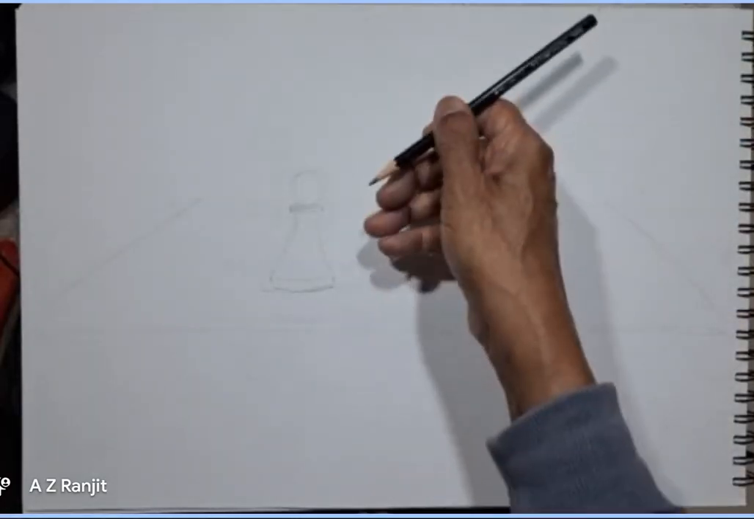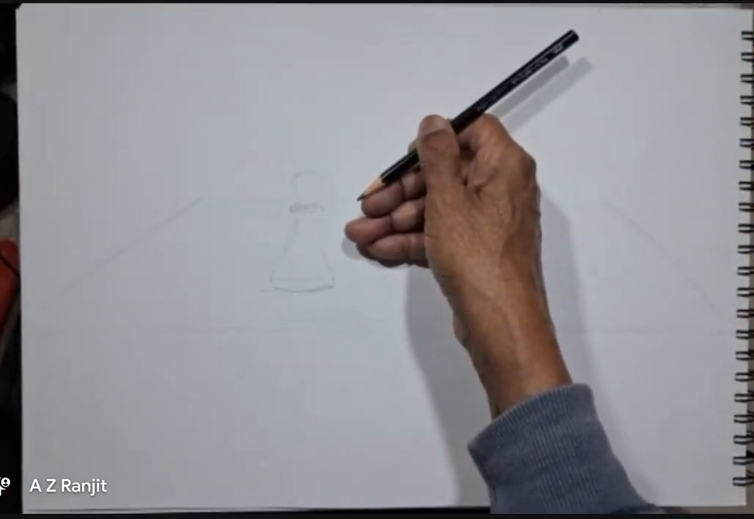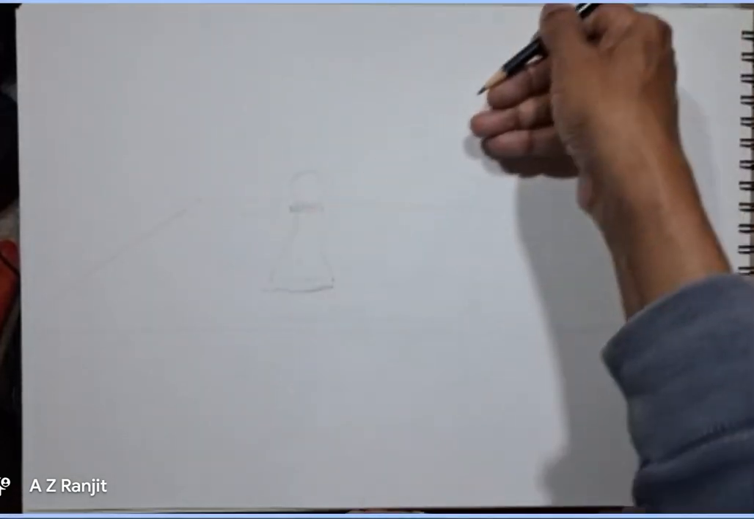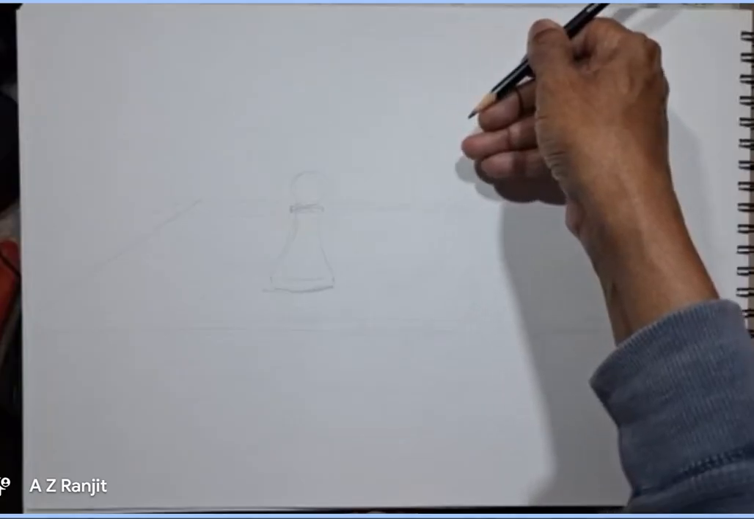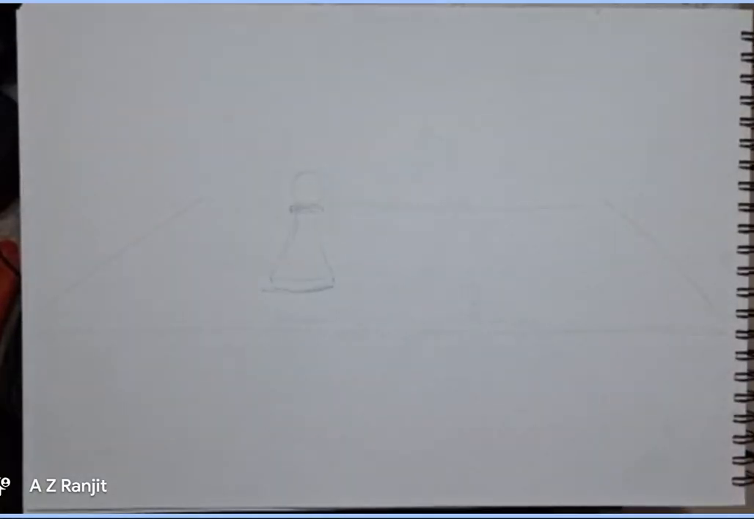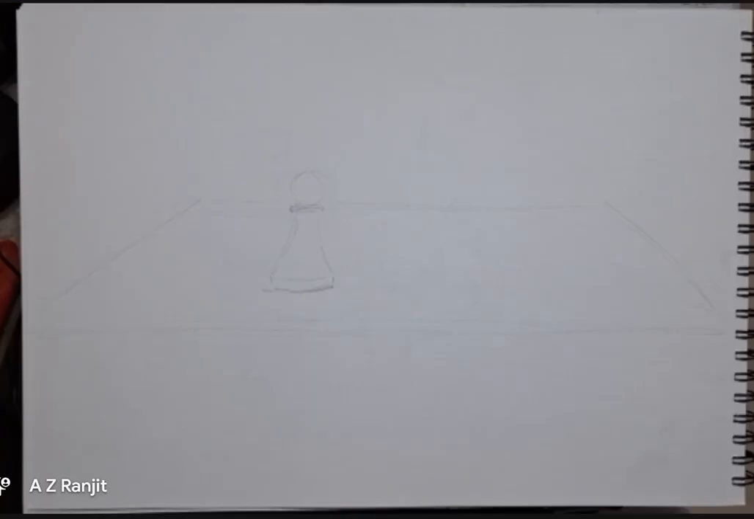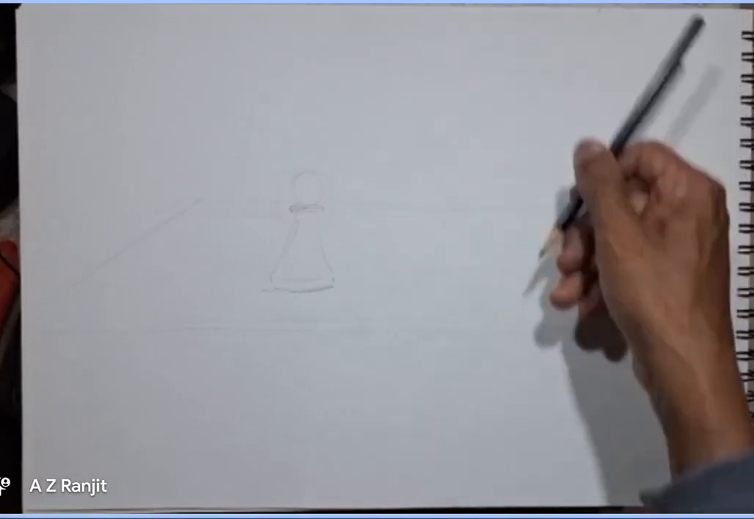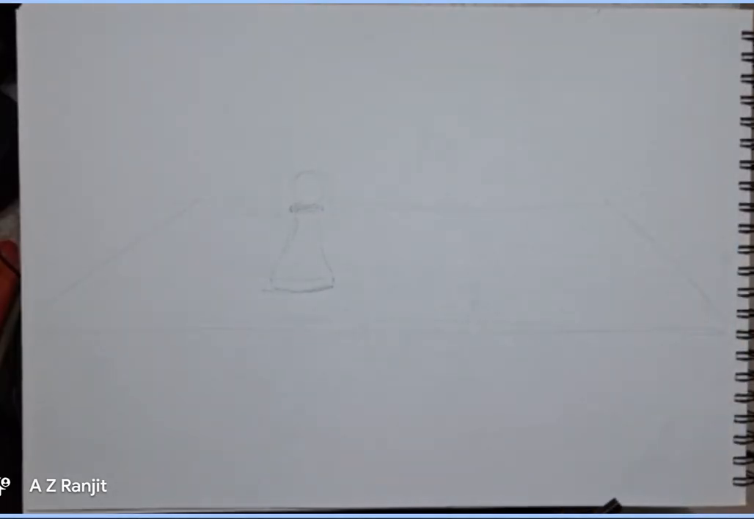So where is the sun? Above, towards my right at 45 degrees, very far away. But I'm not worried about the sun. The sun rays are always parallel. Because of the distance, sun rays are parallel. Very strange. So now, I don't have to have an anchor.